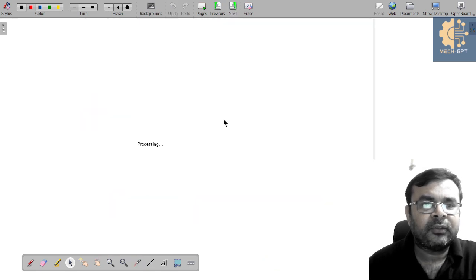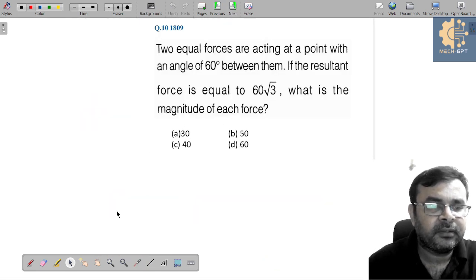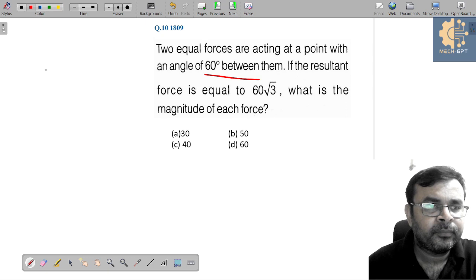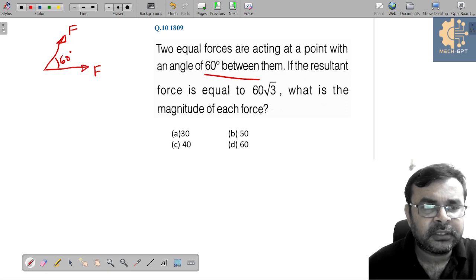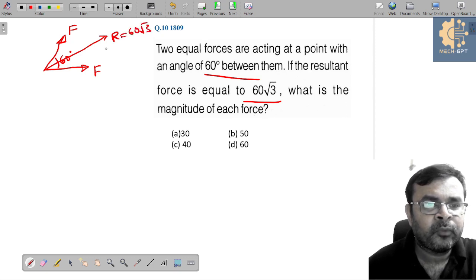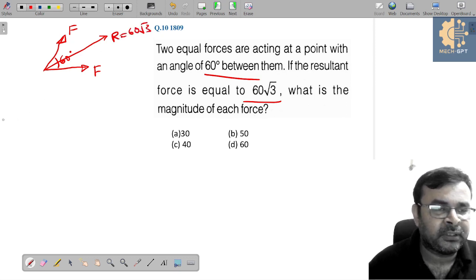Okay. So let's see another problem. You can say here, two equal forces are acting at a point with an angle 60 degree between them. Yes or no? Let's say this force is F and this force is also F. If the resultant of the forces, which I say is equal to 60 root 3, what is the magnitude of each force?